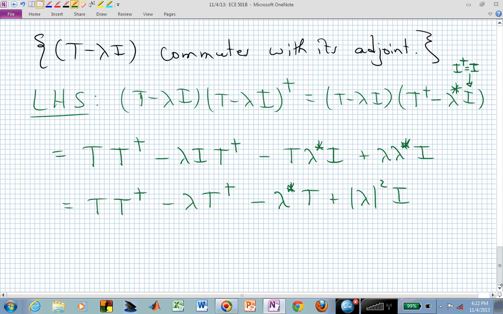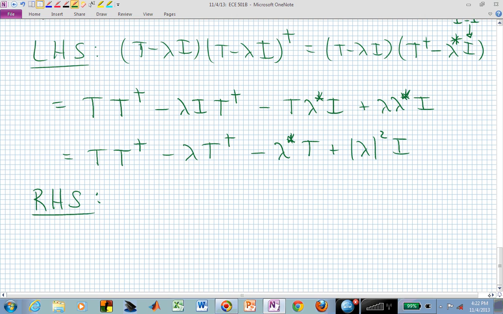That's the left-hand side. Let's now look at the right-hand side and see if we don't get the same result. If it does, then we've proved that lemma. We've shown that T minus lambda I is normal.